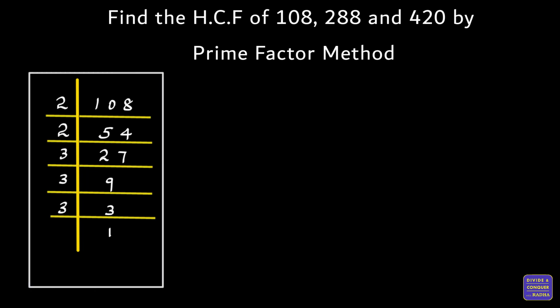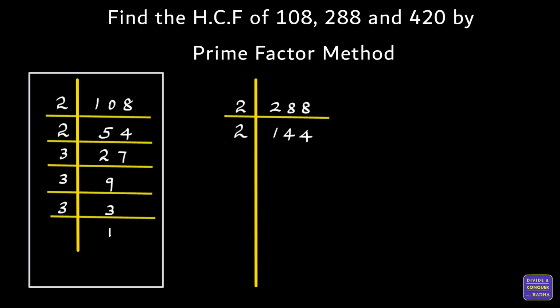Moving on to the next number, 288. 288 is an even number because the number in the ones place is 8. So we can divide by the least prime number which is 2. 2 1s are 2, 2 4s are 8 and 2 4s are 8. 144 is an even number divisible by 2. So we have 2 7s are 14, 2 2s are 4.